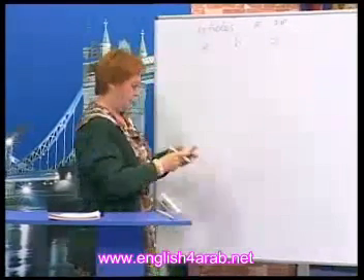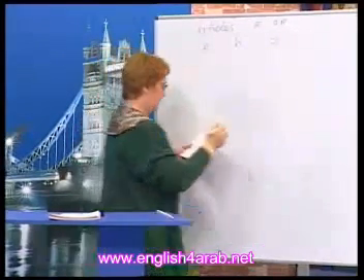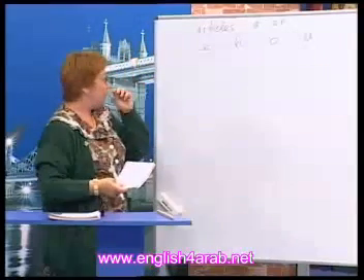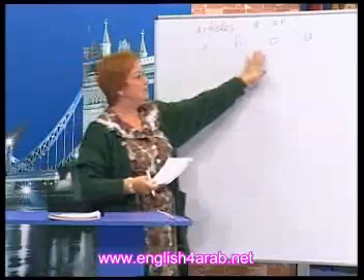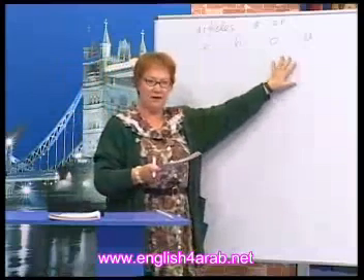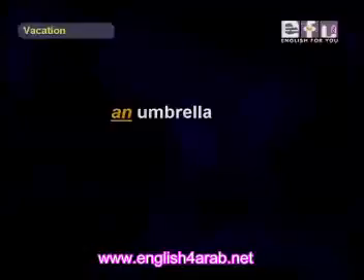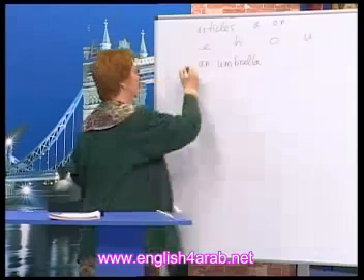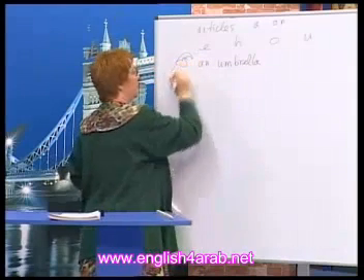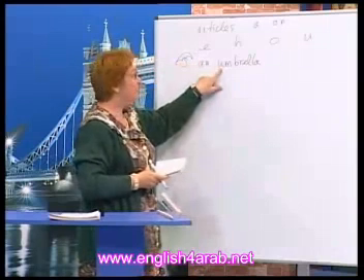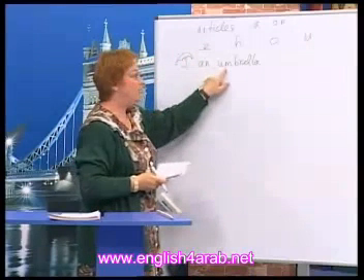And U. Okay? When you see words with these, sometimes they have a different sound. Now let me show you some examples. Here's one: an umbrella. We haven't seen umbrella before. An umbrella. Okay? It starts with U, it's a vowel. An umbrella.